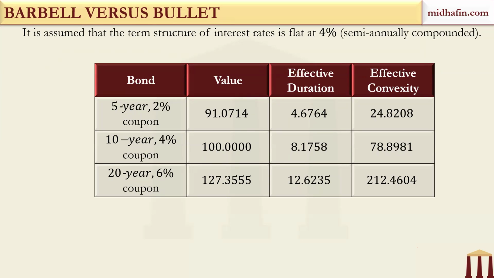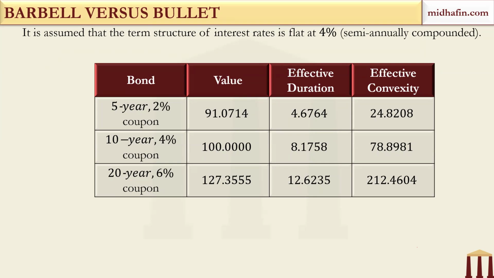Now let's understand barbell versus bullet. A bullet is simply making an investment in a single bond. Okay. So let's say you have $1 million and you want to invest it in fixed income securities for 10 years. So the most natural choice that comes to our mind is I'll invest in a 10-year bond that pays me the highest coupon. I'll select that. This type of investment is called bullet.